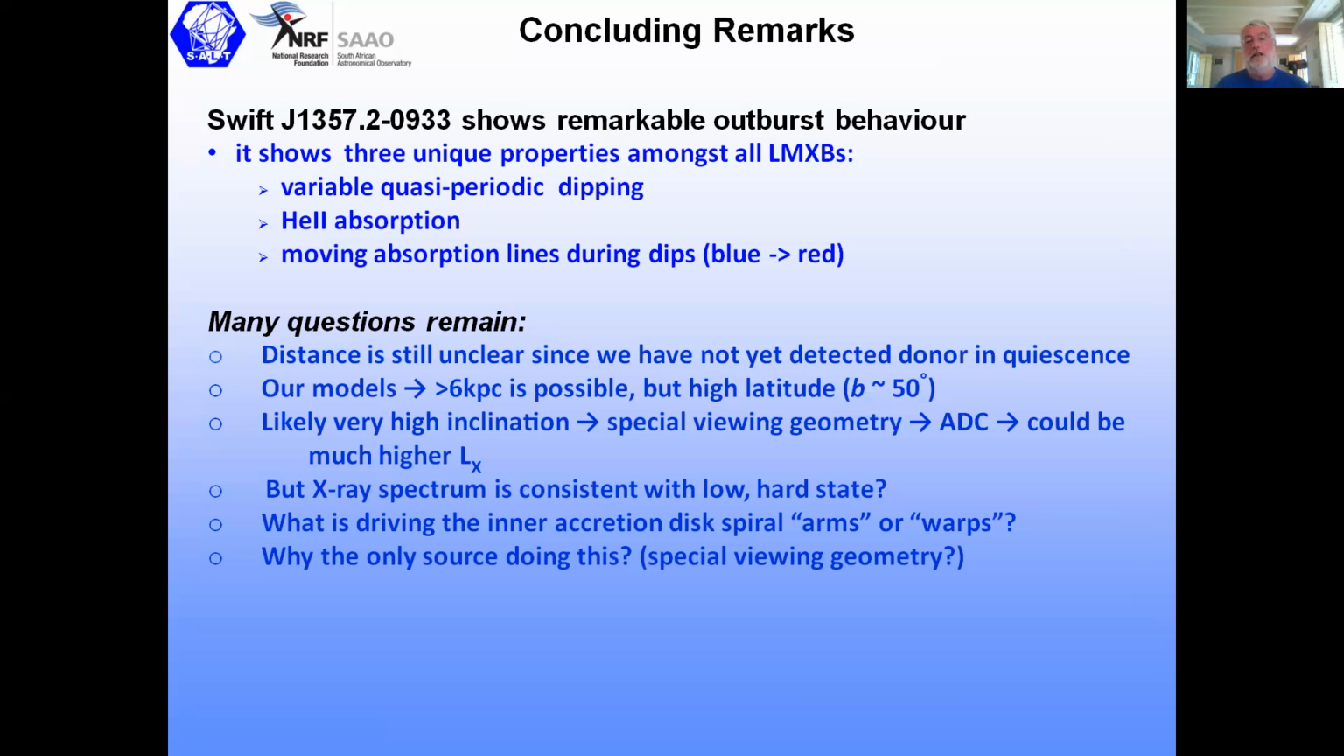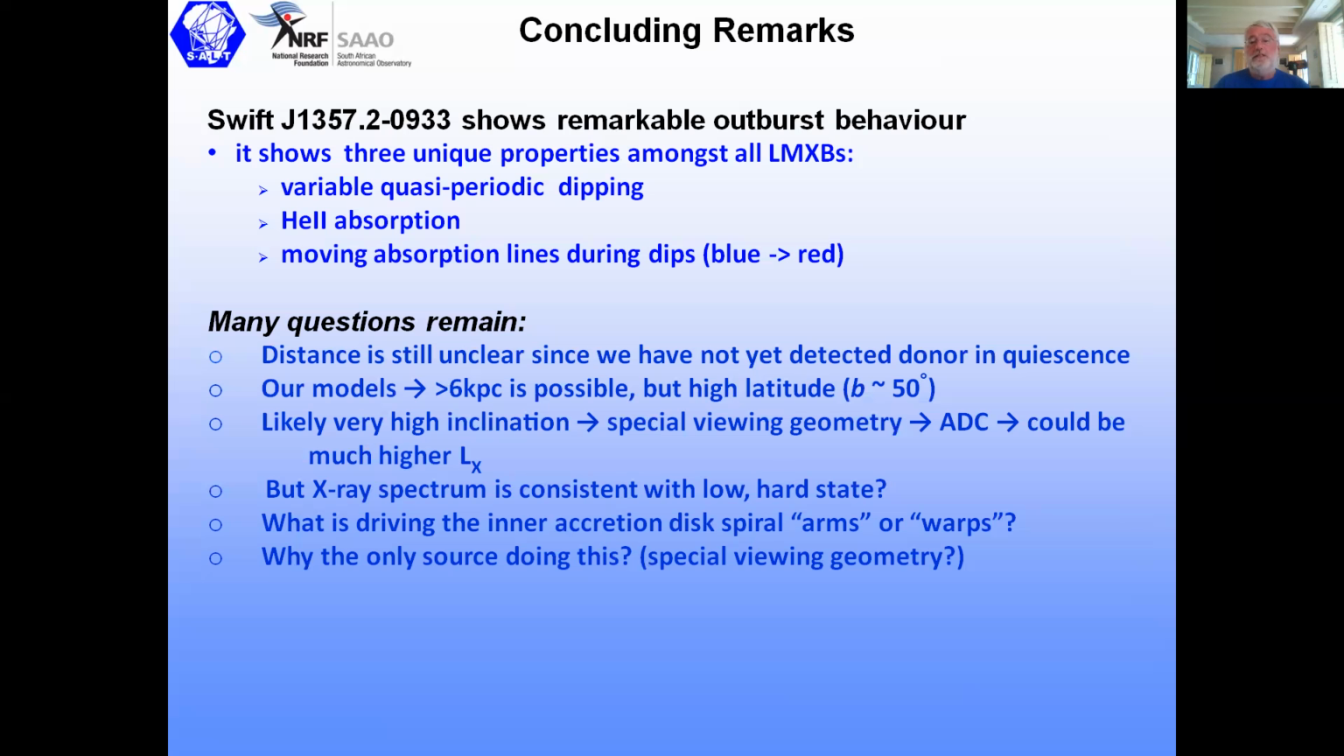It is a very high inclination system, which is the explanation for why we don't see more X-rays and why these dips actually occur. And that may be the actual key point of what's causing this, a very special viewing geometry where we see the accretion disk corona from the region that's unobscured.